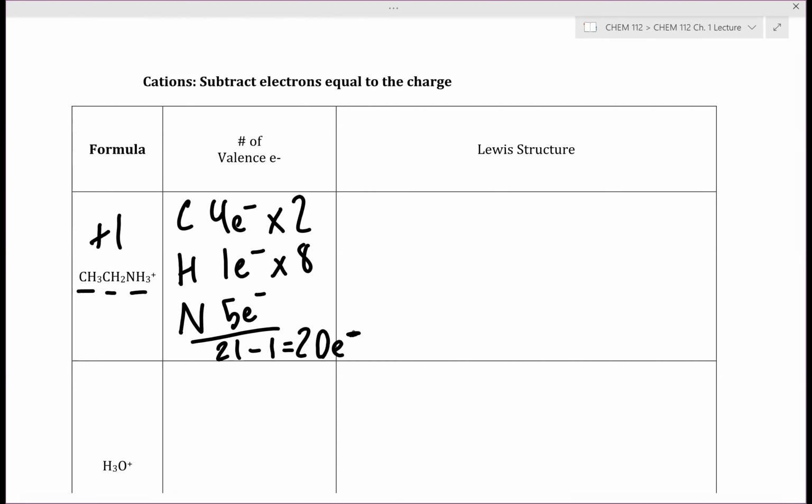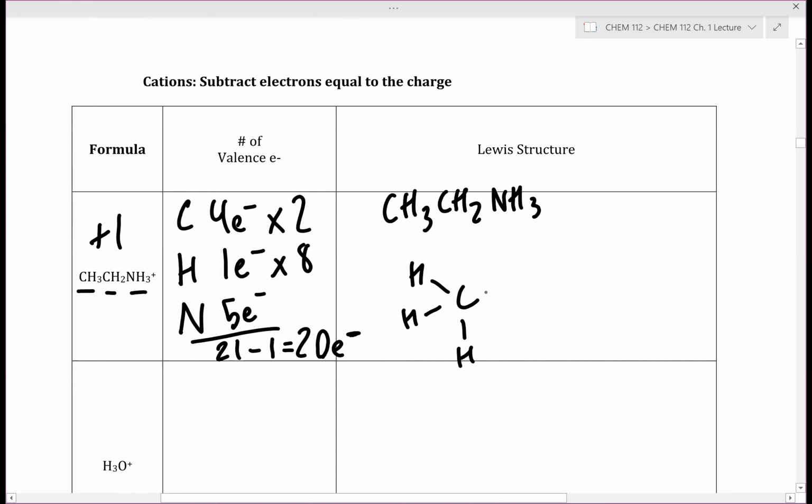Now, following my skeletal arrangement, what's the first structural motif we will see? Looking at the formula, CH3CH2NH3, I'm going to write a carbon with 3 hydrogens attached. Then attached to that carbon is another carbon with how many hydrogens? 2.